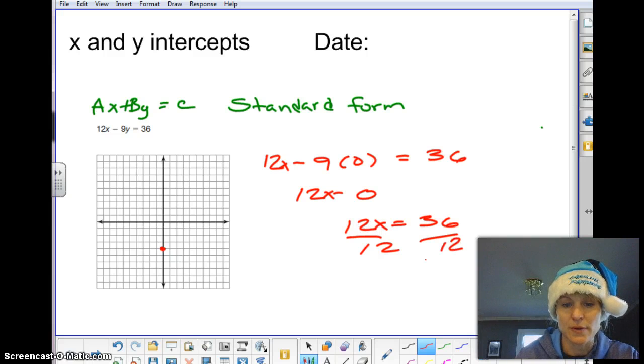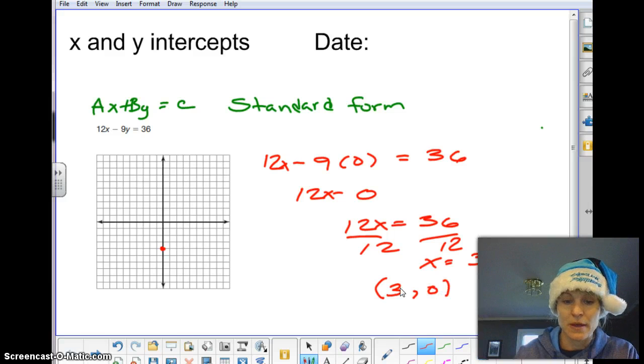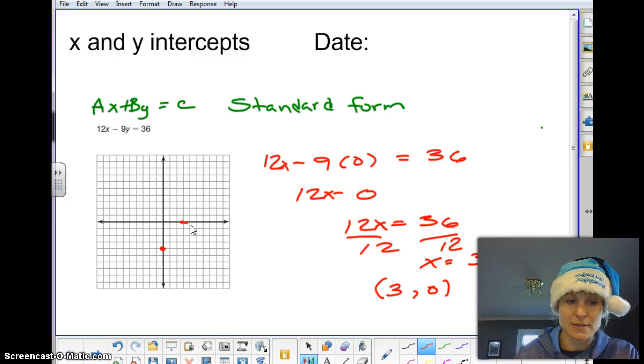I divide by 12, and my x is 3. Oh gosh, hard time today, I'm sorry. My x is 3, right? Yeah, 3. All right, so when I write that as a coordinate, my x is 3, and my y is 0. So if I go over 3, that's right on the x-axis. So that's my x-intercept.